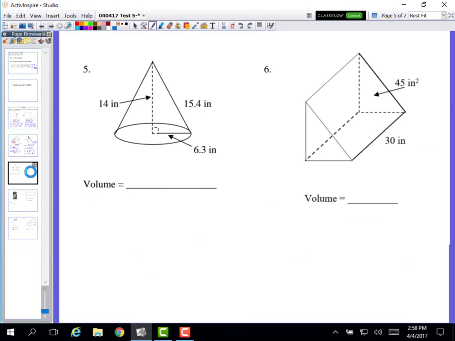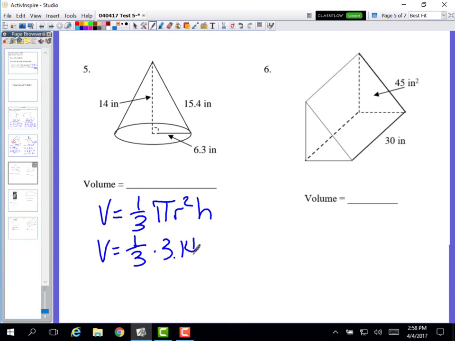Number 5. This one is a cone. So again, we have the 1/3 formula. So specifically, it's going to be volume is equal to 1/3 area of the base. In this case, it is a circle. So pi r squared h. So volume is 1/3 times 3.14. But this time I did give you the radius. So 6.3 squared times, and again, I need the height that comes from the center point, which is 14.